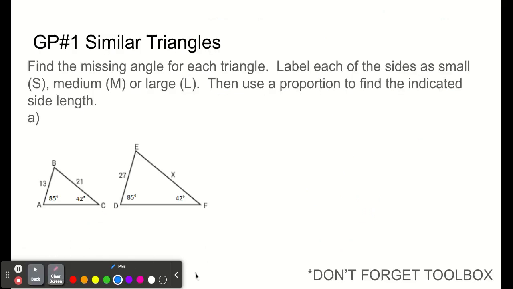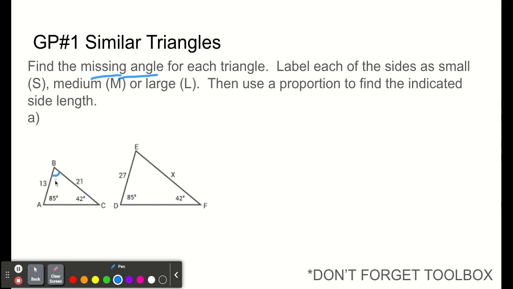So for our first guided practice, find the missing angle for each triangle. Label each of the sides as small, medium, or large, then use a proportion to find the indicated side length. So first, we're looking for that missing angle. Remember from our last lesson, the sum of the interior angles of a triangle will add up to 180 degrees.